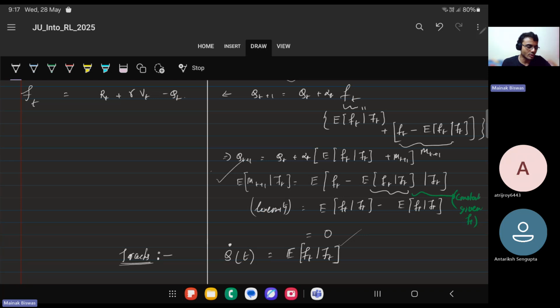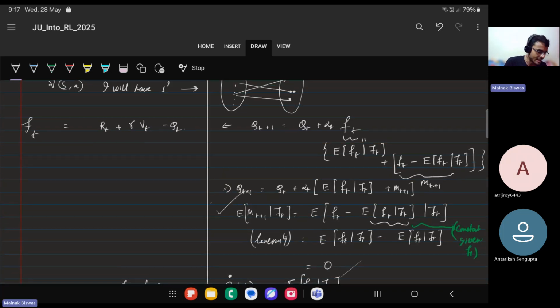So, do you agree this will track this expectation? Right? Let's try to know what this expectation is looking like. So now tell me what this expectation will be. The expected value of Ft given Ft is the expected value of RT plus gamma Vt minus Qt given Ft.